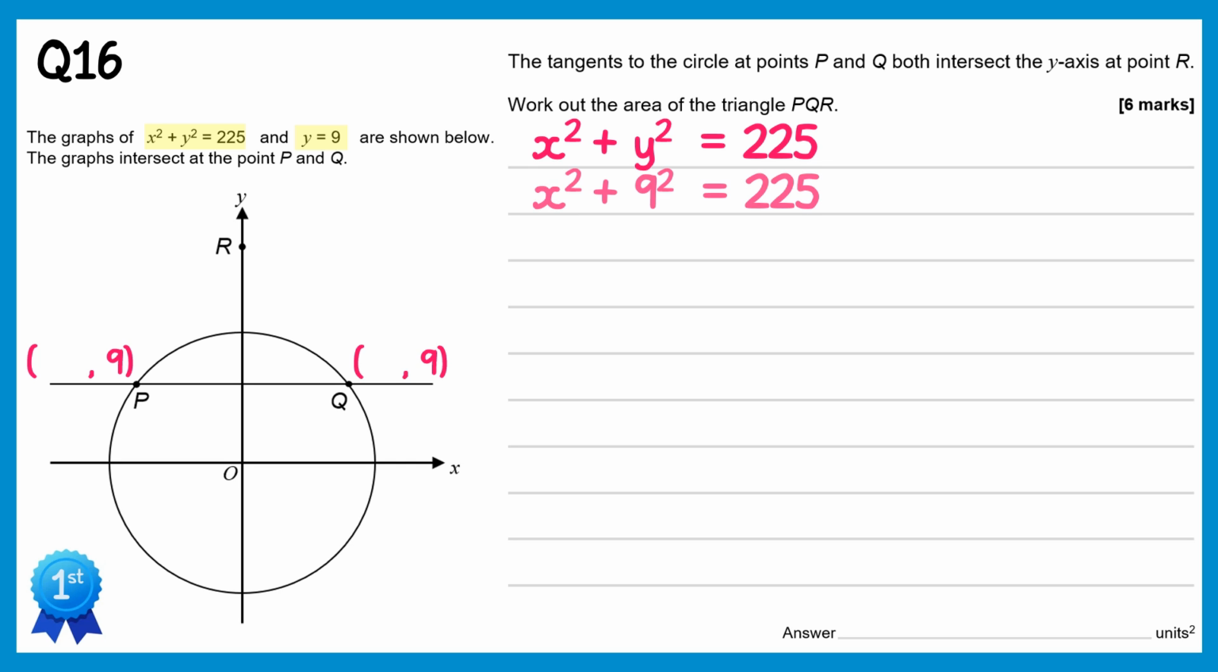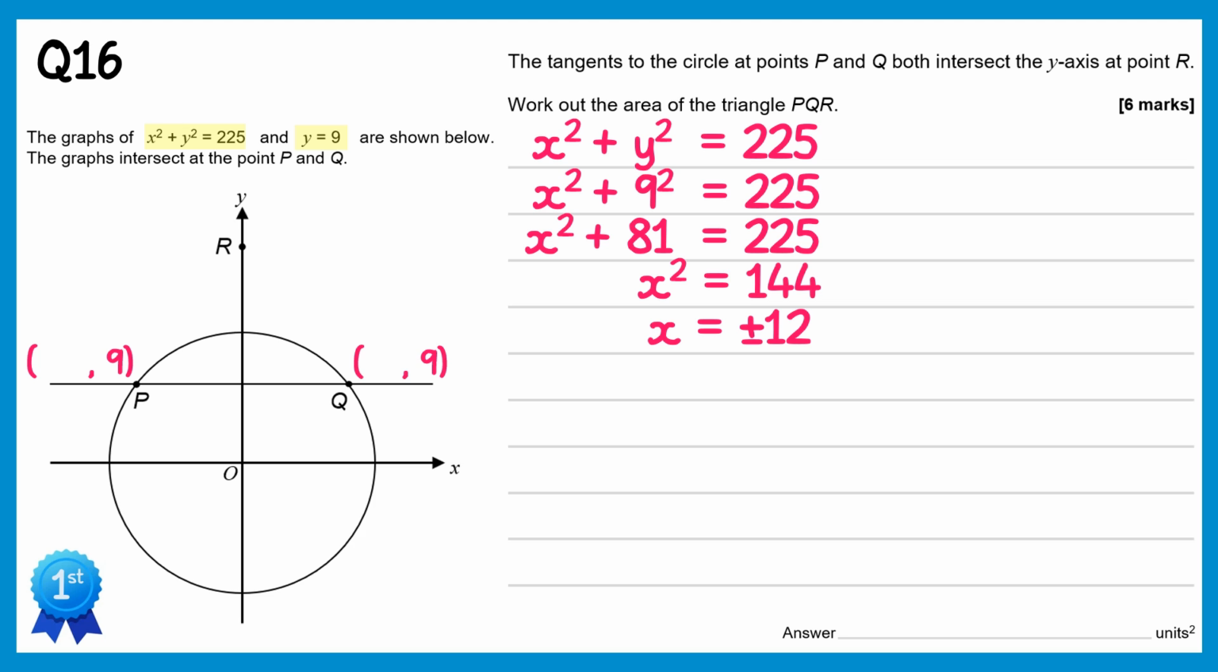So let's write x squared plus 9 squared equals 225. If you square 9, it's 81, so it's x squared plus 81 equals 225. If you subtract 81 from both sides, you get x squared equals 144. And then if you square root both sides, you get x equals plus or minus 12. So this tells us the x coordinates of those 2 points are 12 and negative 12.